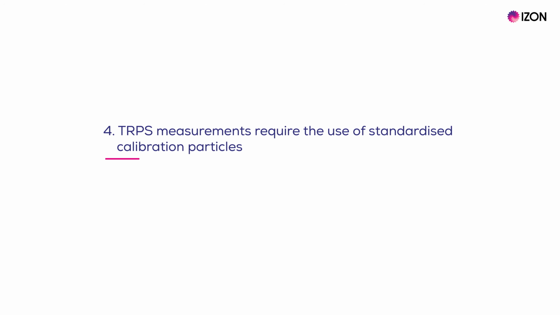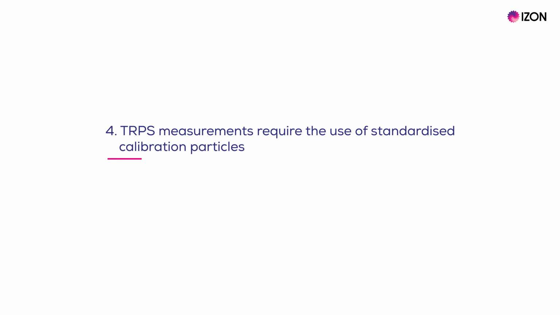TRPS measurements require the use of standards, which are analysed under the exact same conditions as the sample. Izon supplied calibration particles are negatively charged carboxylated polystyrene particles, or CPCs, which have been previously characterised against neutral NIST particles. CPC measurements are used in calculations of sample characteristics and allow all measurements to be fully traced back to a NIST standard.